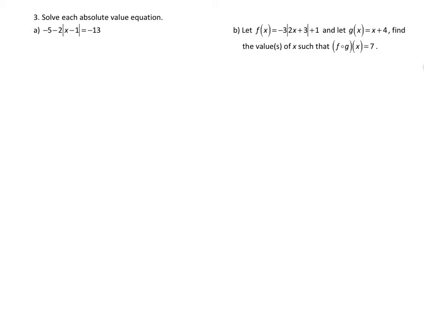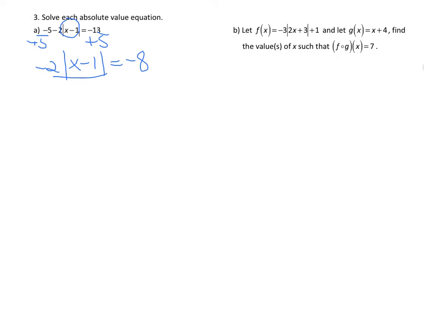The second part of level 2 is solving absolute value equations. If you recall, we solve absolute value equations by first isolating the absolute value. So in this first problem, I want to get the absolute value of x minus 1 by itself. So the first thing I'm going to do is add 5 to both sides. And I get negative 2 times the absolute value of x minus 1 equals negative 8.